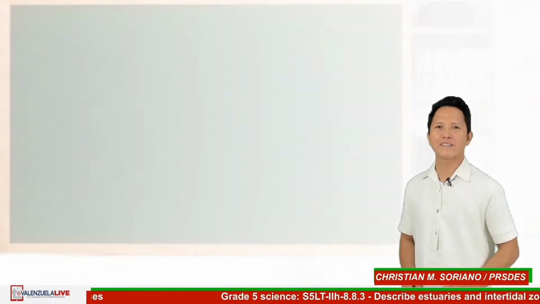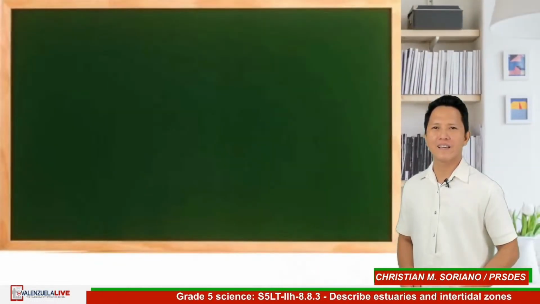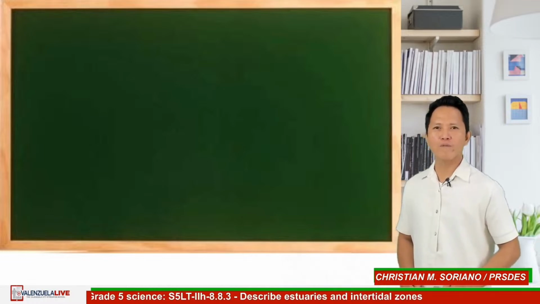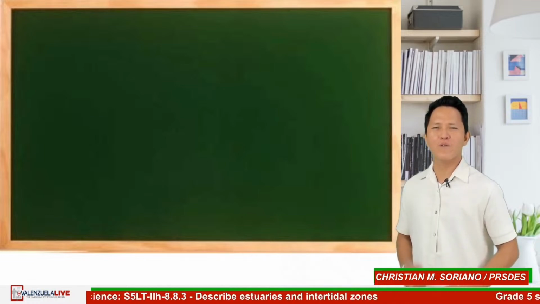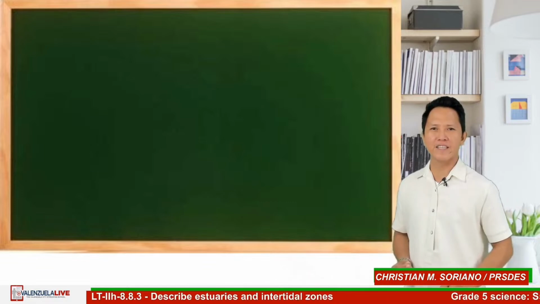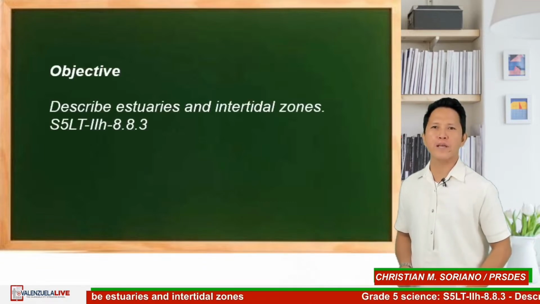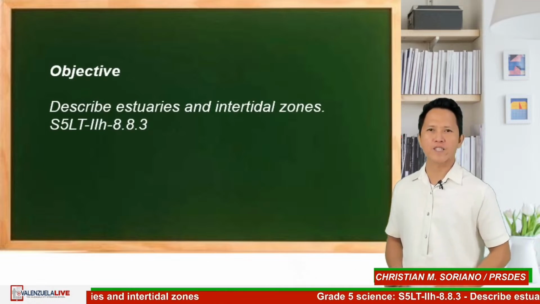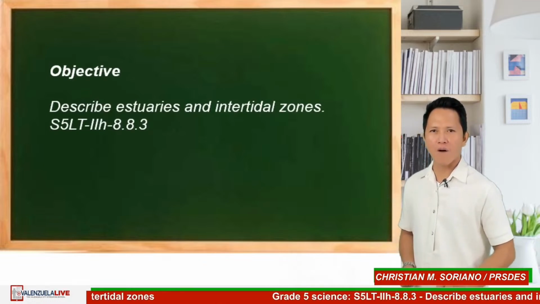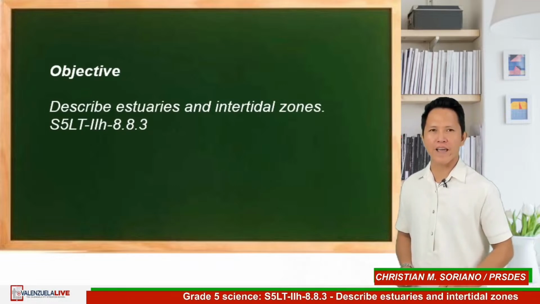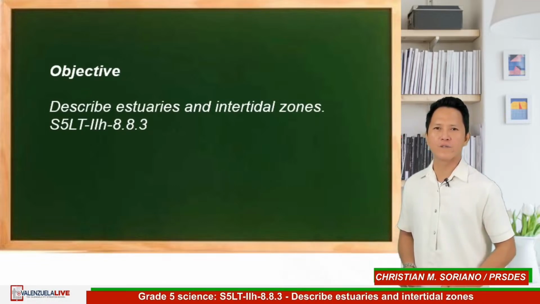In this morning class, we're going to set an objective for the word that I mentioned earlier. It is the estuary. Later on, I'm going to show a picture of an estuary. But for now, our objective is that I want you to describe estuaries and intertidal zones.